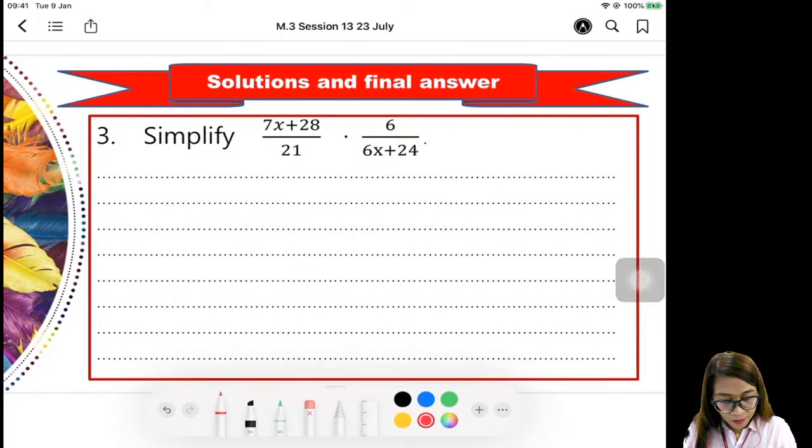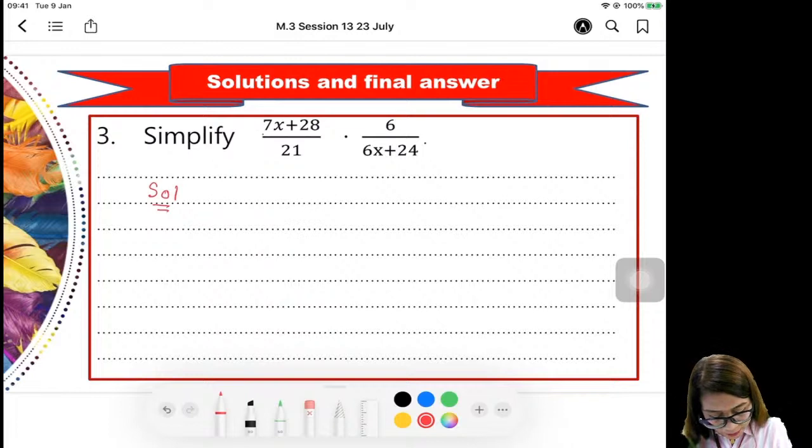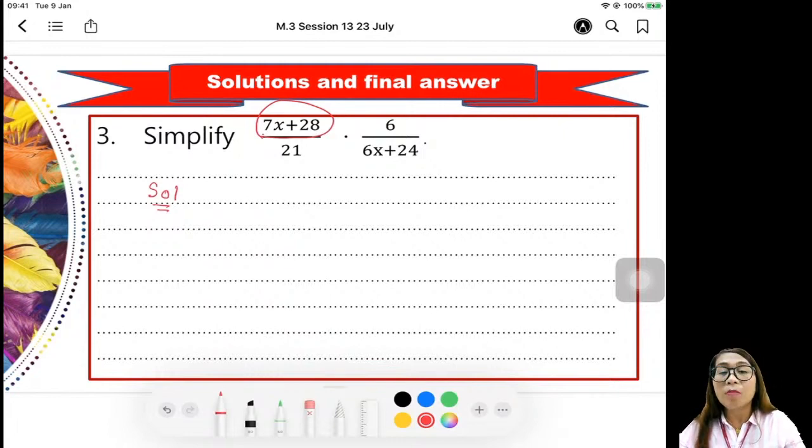7x plus 28, all over 21, times 6 over 6x plus 24. Okay, so we'll have here the solution, and then underline 7x plus 28. Take out the highest common factor. Who can give me the highest common factor from M3/1? From M3/1, what is the highest common factor in 7x plus 28?